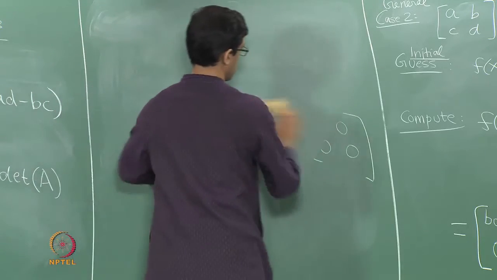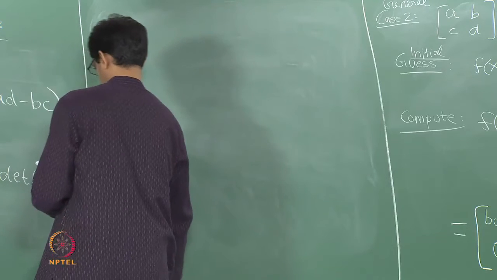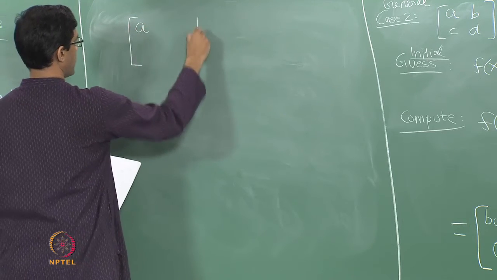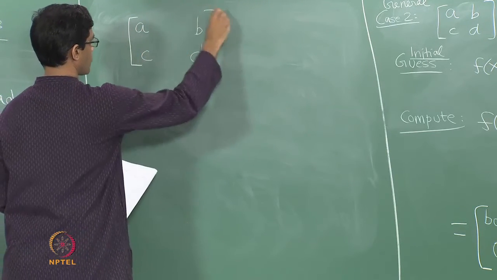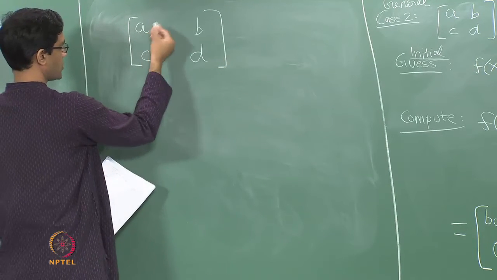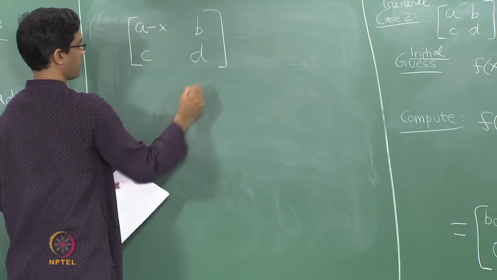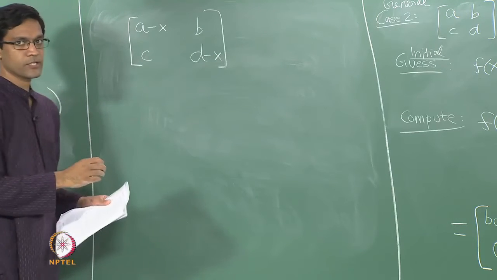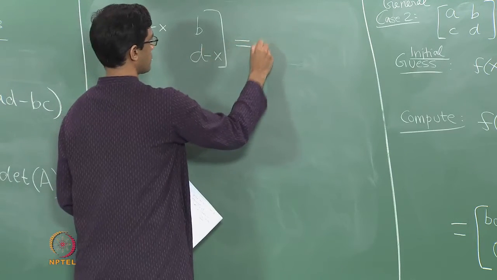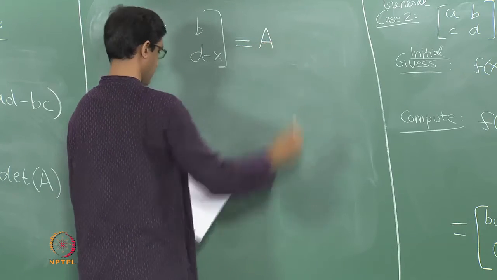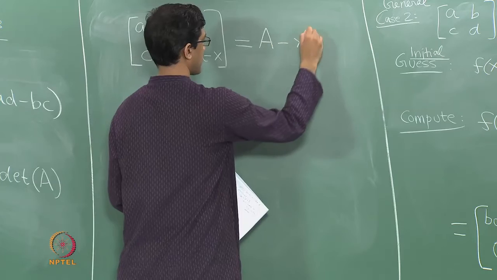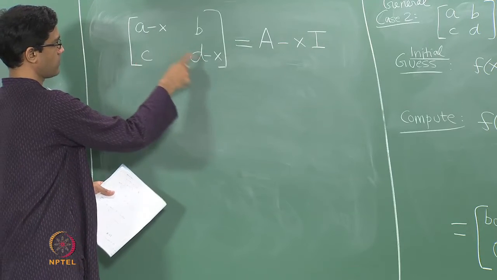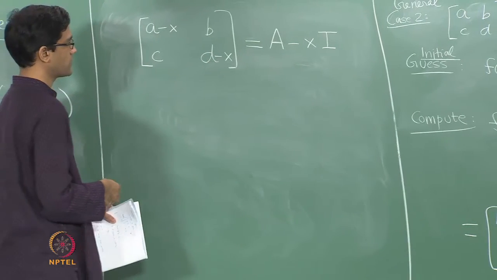can be obtained in the following fashion. So remember here's A, B, C, D, that was the 2 cross 2 matrix A. Now here's a procedure which will allow us to get the entire polynomial g of x. You subtract x from both diagonal entries. So I have taken the matrix A and done the following: I have subtracted x times the identity matrix. The effect it has is of making both diagonal entries A minus x and D minus x.